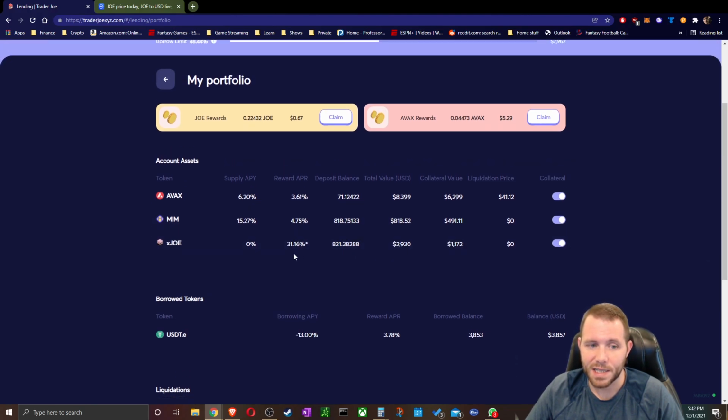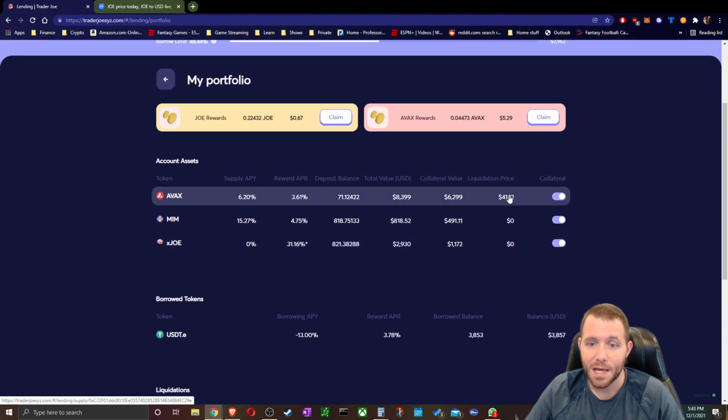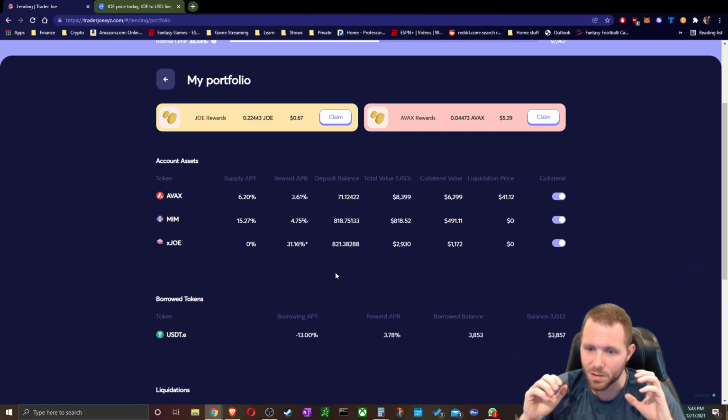But the point is, it also drove down the price at which I would get liquidated, because I have more collateral. I had more supply, and essentially more collateral. So it also lessened the risk.